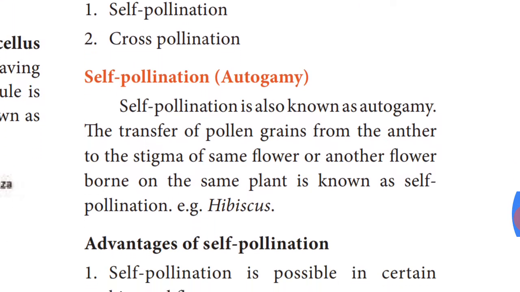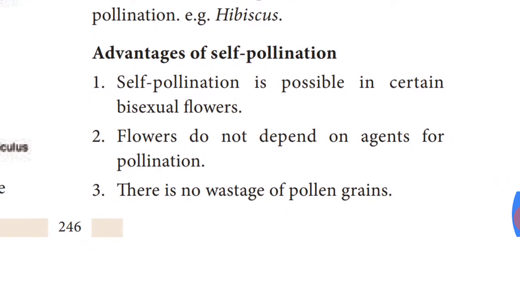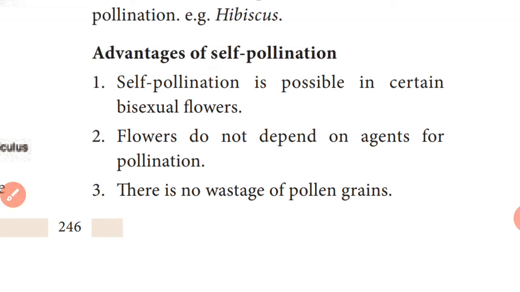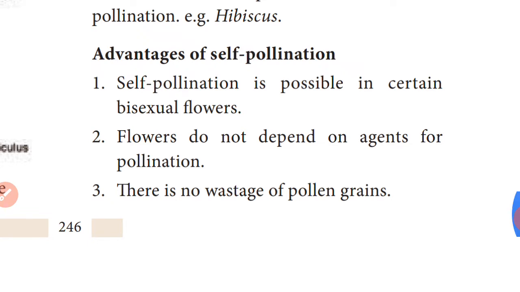So, advantages of self-pollination. What is the advantage? Self-pollination is possible in certain bisexual flowers. Do you know what bisexual flowers are? In bisexual flowers, the two reproductive parts are present in the same flower. That means stamens and pistil are both present in the flower; that is what is called bisexual. If only one is present, that is a unisexual flower. So only bisexual flowers undergo self-pollination.